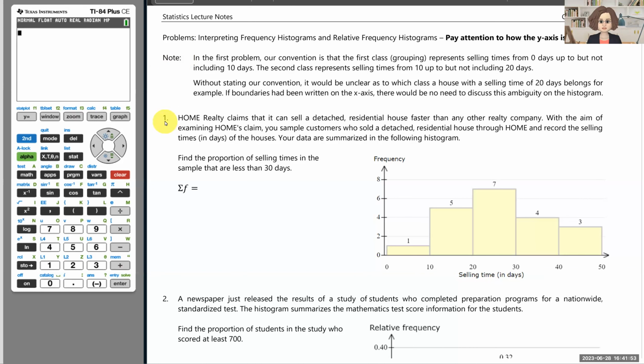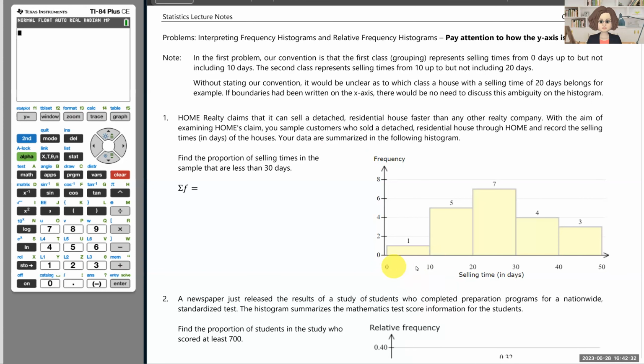It says, Home Realty claims that it can sell a detached residential house faster than any other realty company. With the aim of examining Home's claim, we sample customers who sold a detached residential house through Home and record the selling time in days of these houses. And the results are summarized in the histogram. So you'll see on the x-axis, the selling time in days of houses, and then our y-axis is the frequency of how many homes are in each of these groupings, these classes.